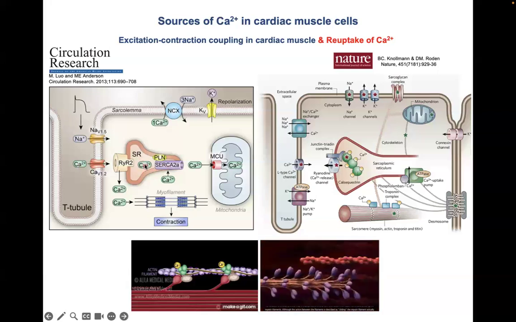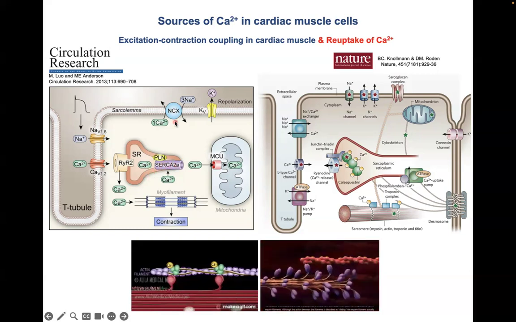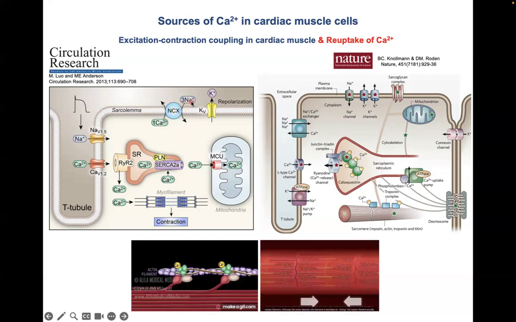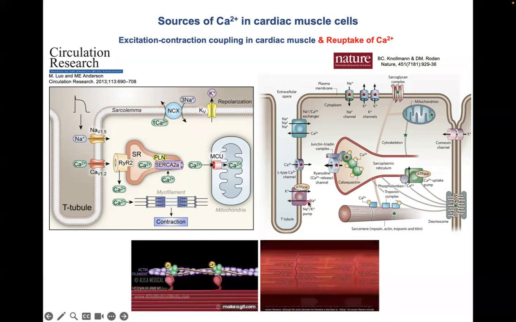Because calcium has a high concentration in the sarcoplasmic reticulum, it needs to be pumped into the sarcoplasmic reticulum against the gradient, which is why SERCA needs ATP. And we can also bring calcium back out of the cell by the activity of this exchanger, NCX. This is a sodium-calcium exchanger. Now, at this point in time, I would like to note that the activity of this exchanger depends on the activity of the sodium-potassium pump, but I will discuss this later.